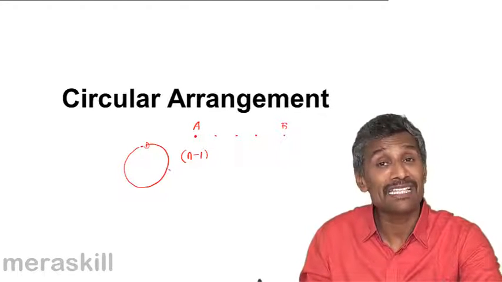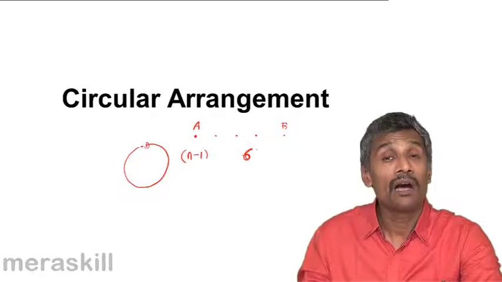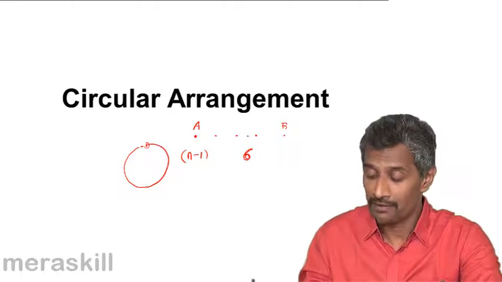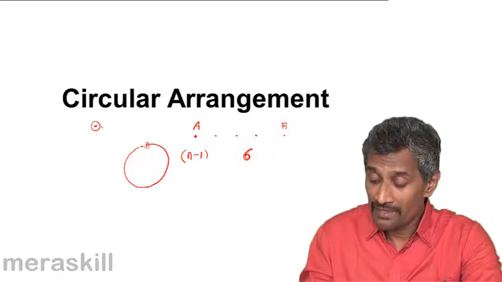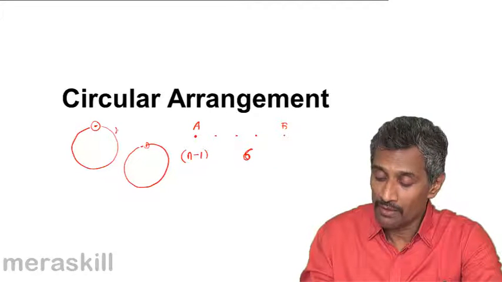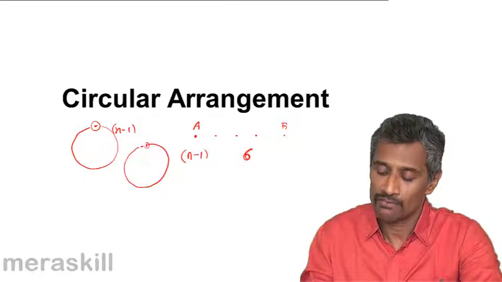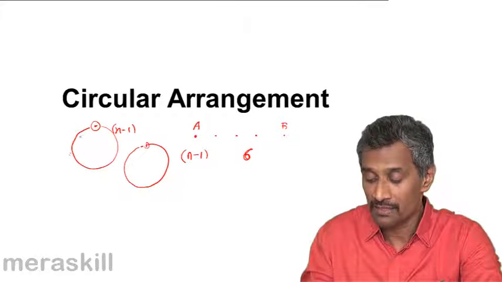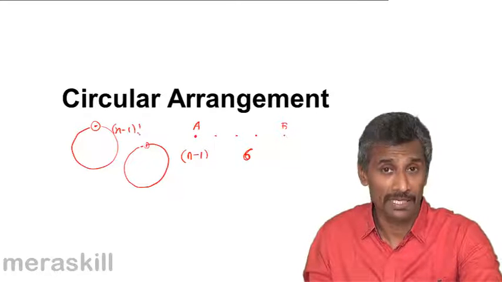So, suppose there are six people arranged in a circular manner. One person's position can be kept fixed, and the remaining n minus 1 people would be arranged around him in different ways. You can take any one and the others can be arranged in n minus 1 factorial ways. Two ways of explaining this.